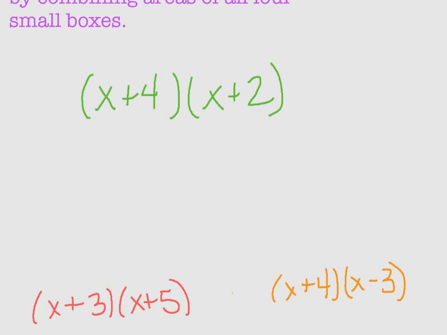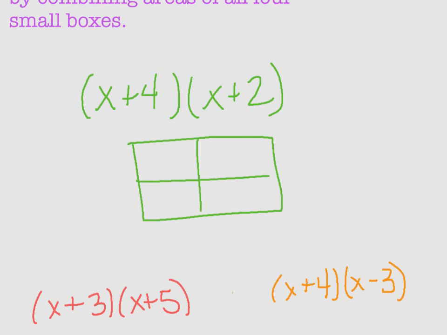In the first example, I want to multiply the quantity of x plus 4 times the quantity of x plus 2. What I do first is create a box, split it into 4 sections, and it doesn't matter if you start on top or start on the side, but I put x plus 4 and I put x plus 2.